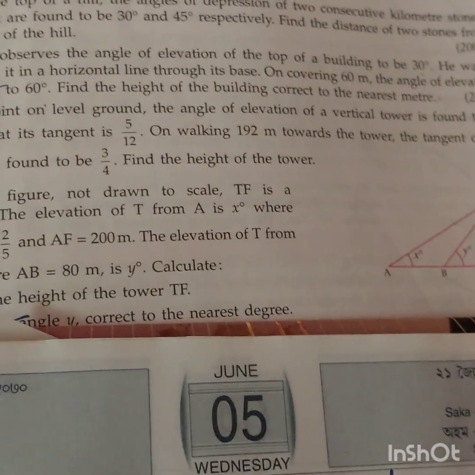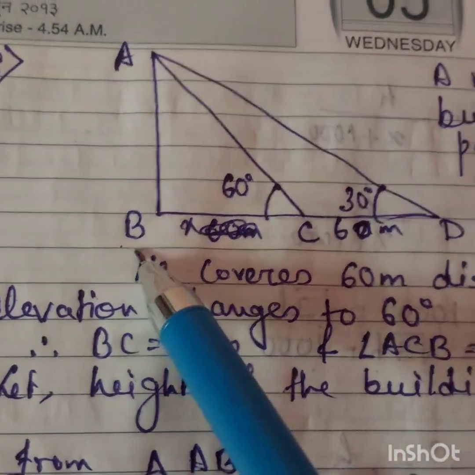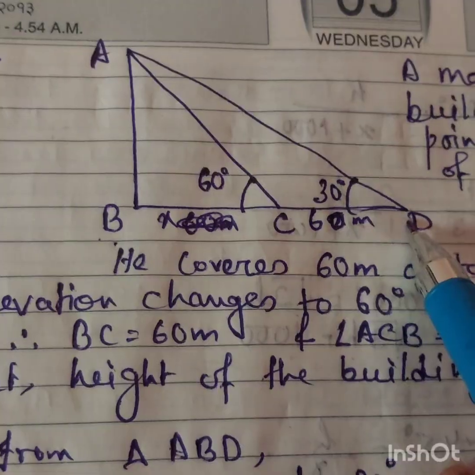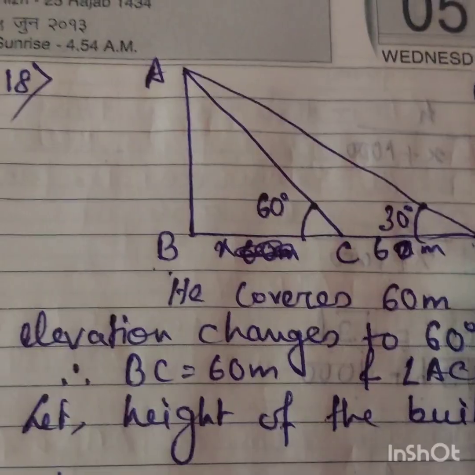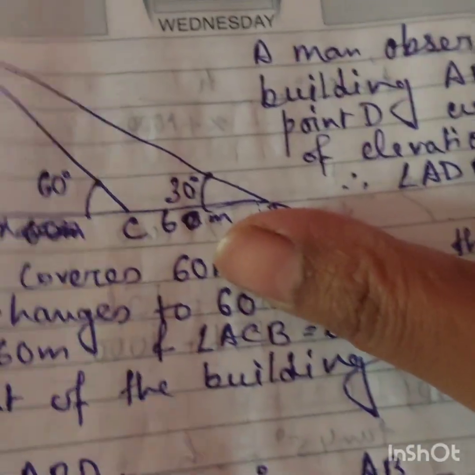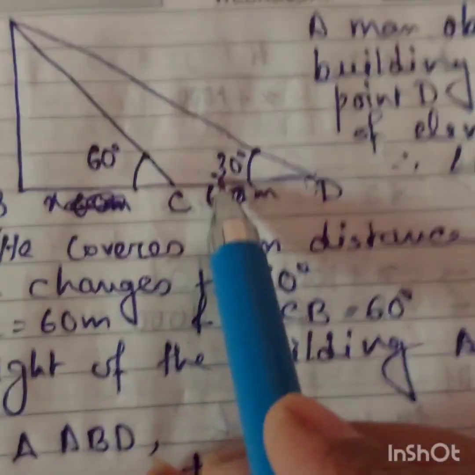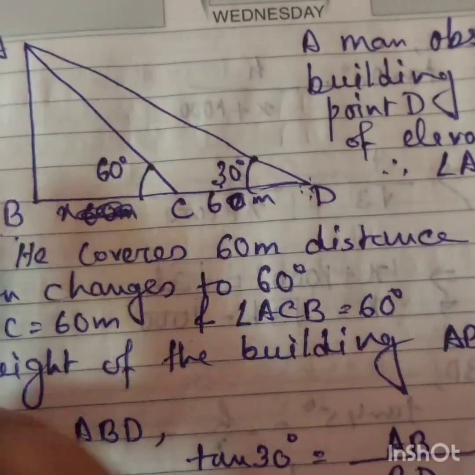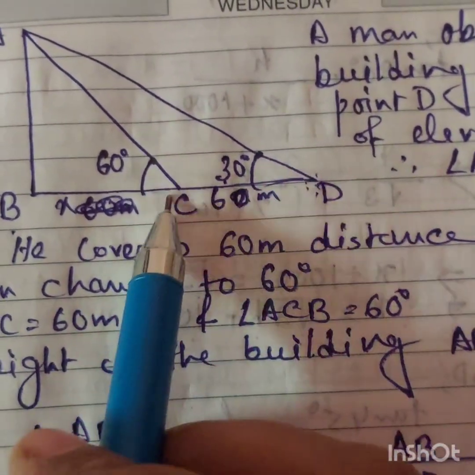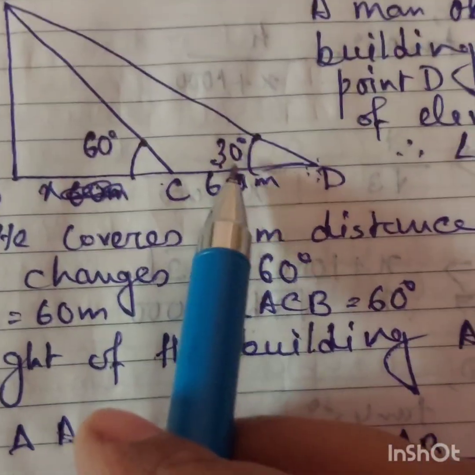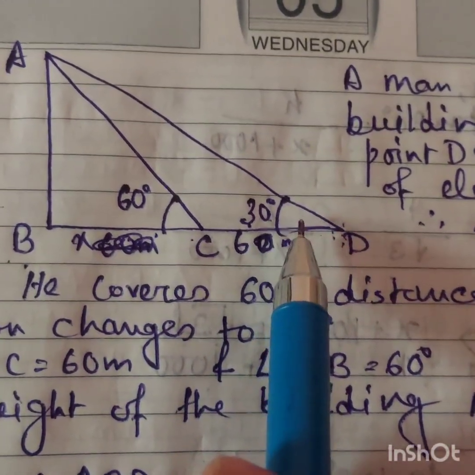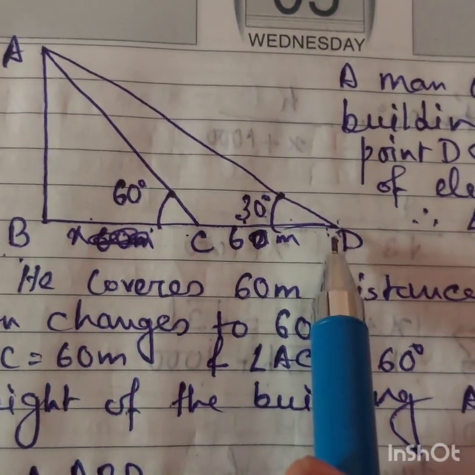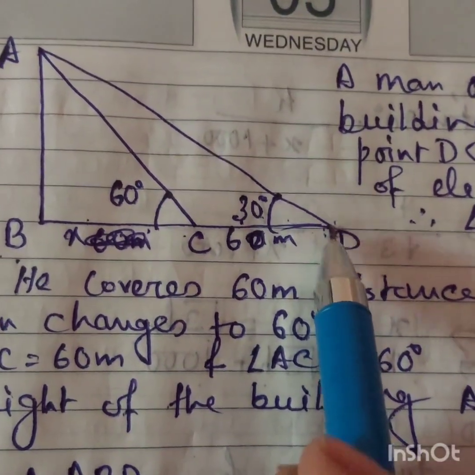So there is a man and the building is there. So this is the building. Suppose this is the building AB. The position of the man is at D. So the angle of elevation of the building from the point D is 30 degree and he covers 60 meter from D to C. And the angle changes from 30 degree to 60 degree. The position of the man is from D to C.